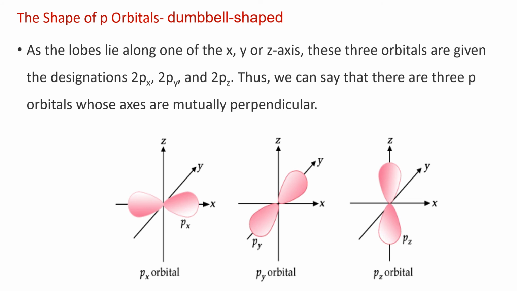There are three different types of p orbital. These are px, py, and pz. As the lobes lie along one of the x, y, or z axis, these orbitals are named as px, py, and pz respectively. Moreover, the three p orbitals have axes that are mutually perpendicular.